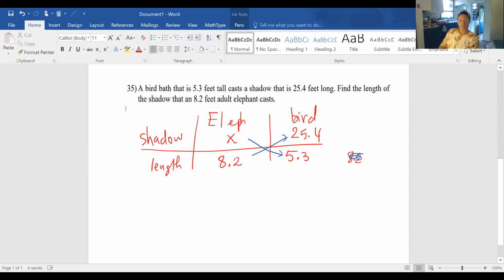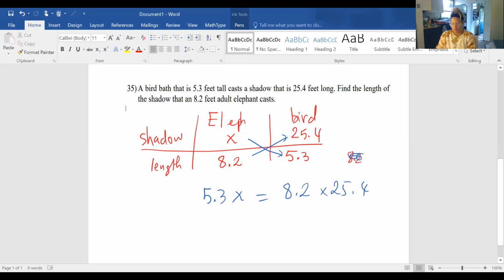Everybody see that? Once you organize yourself like that, you're going to go straight to the equation. You don't even have to write the proportions, right? Because we can write the proportion a lot of ways. You can write a lot of proportions. But they all do the same cross multiplication, which is 5.3 times x is equal to 8.2 times 25.4, right?